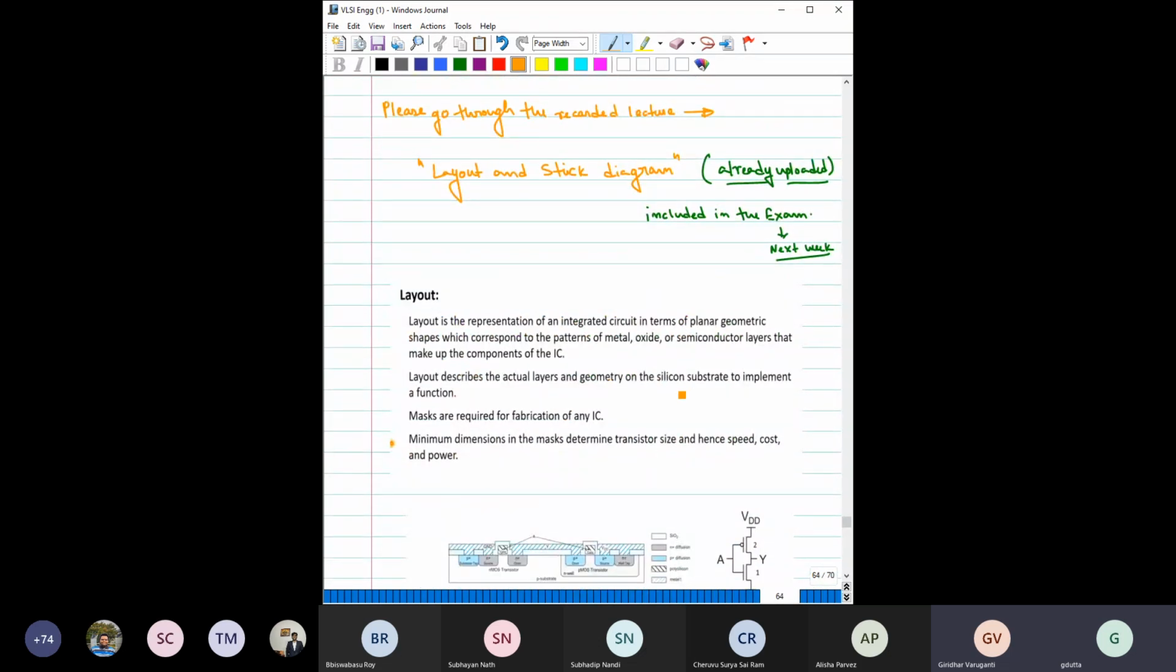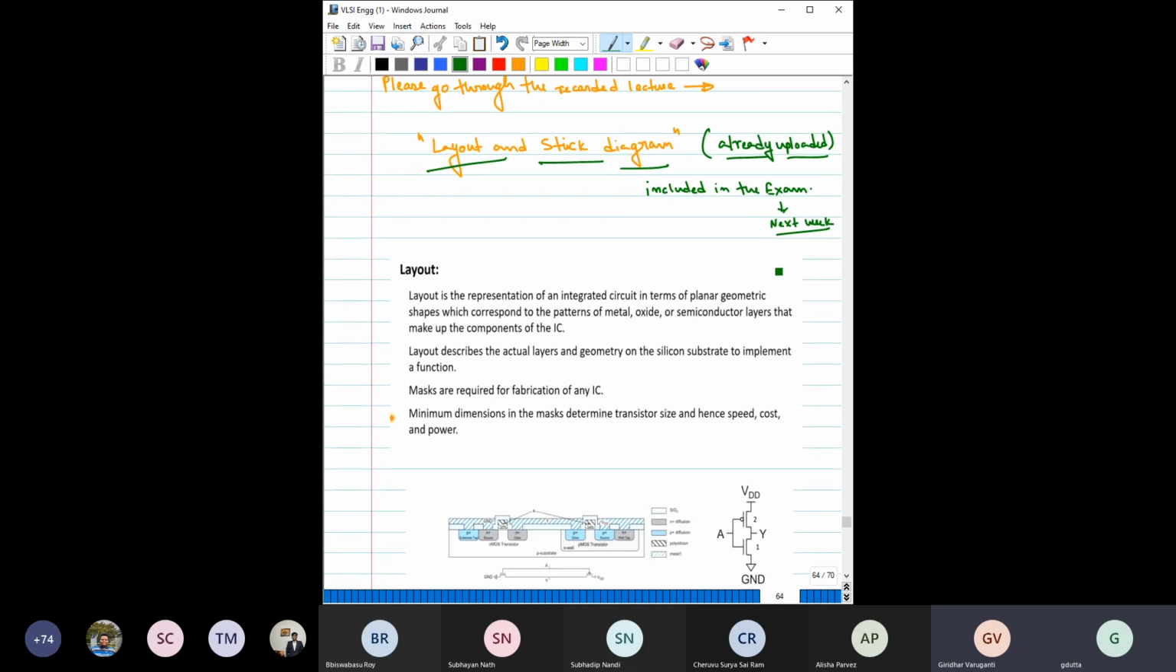Now regarding this part, as I was telling you, I have already recorded and uploaded the layout and stick diagram part. This is also included in the exam, which is next week, so please do read that.